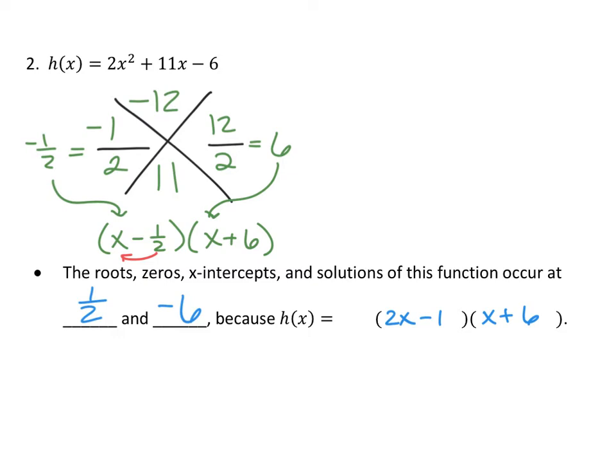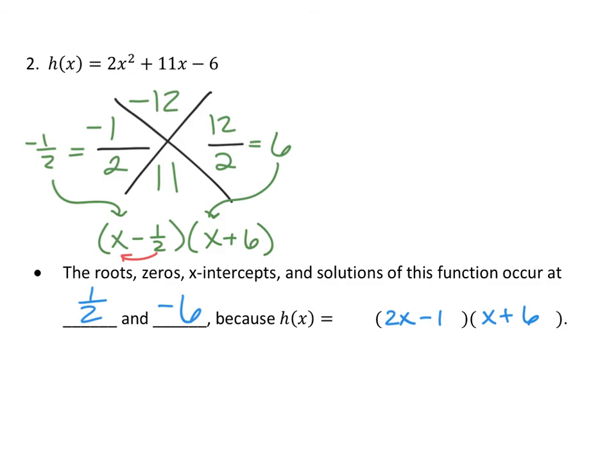So the roots, zeros, x-intercepts, and solutions occur at 1/2 and -6 because this is factored or intercept form. So again, it's going to sound really familiar to what we did before spring break in solving by factoring, because it is. We're just actually applying it to a form of a quadratic. All of this stuff is interrelated. Roots, zeros, x-intercepts, and solutions.